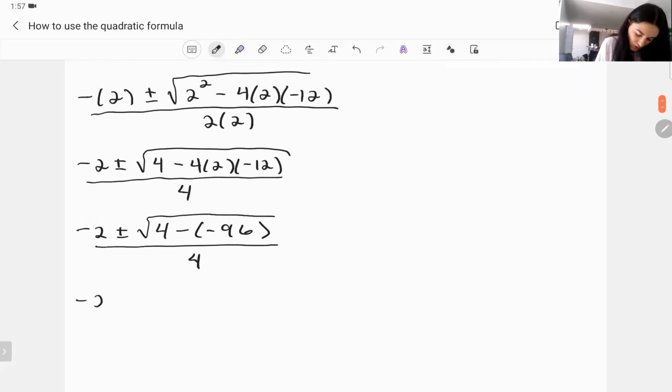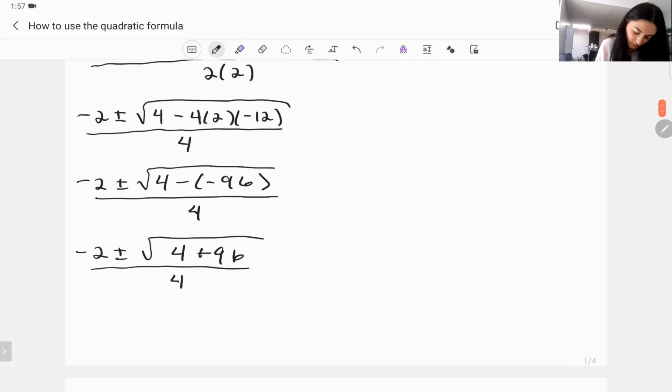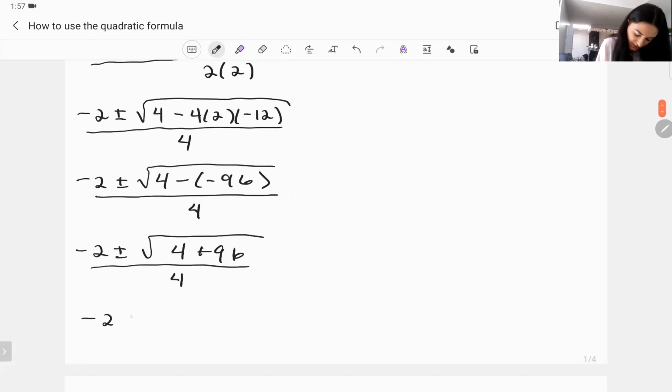Okay. More simplifying, square root. Well, a minus times a minus is a positive. So this turns into 4 plus 96 all over 4. And then minus 2 plus or minus square root. 4 plus 96 is 100. All of that's still over 4.